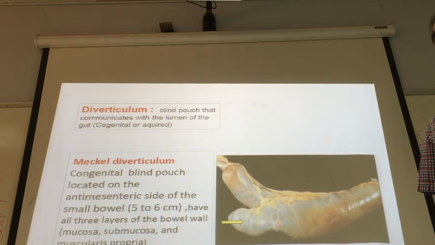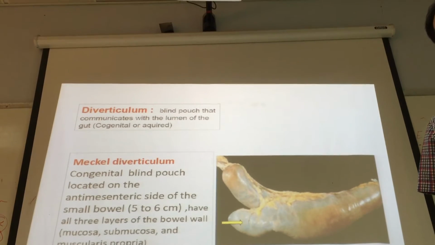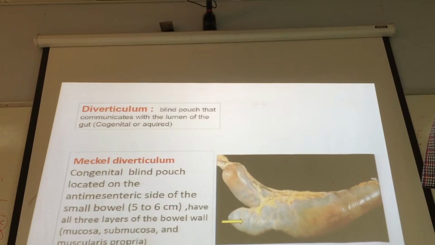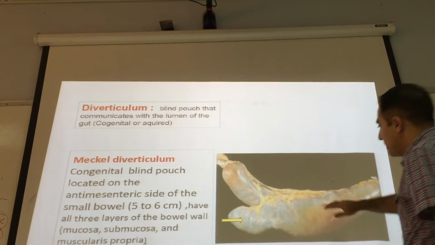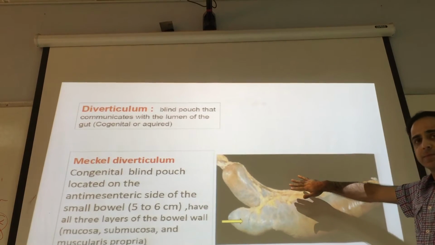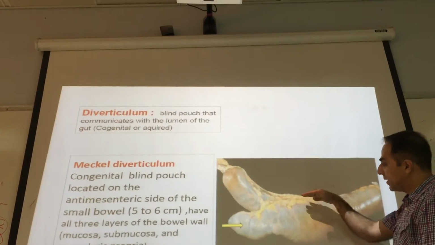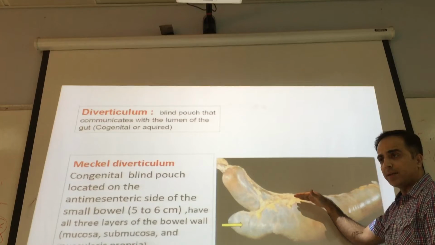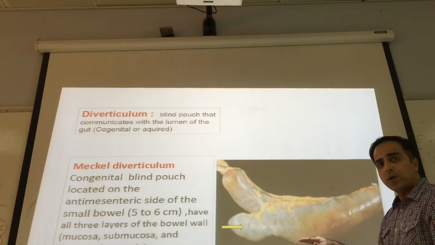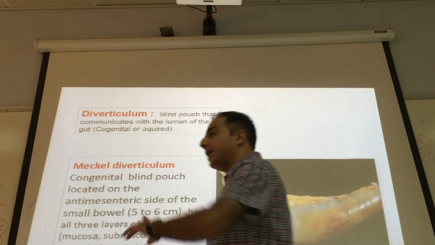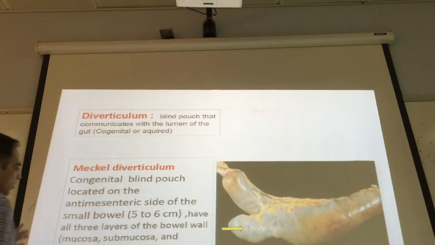No, not retroperitoneal. Retroperitoneal means behind the peritoneum. Here the front and sides are covered with peritoneum, and it has the mesentery only here, but this portion is free. So this is the mesenteric border, where the mesentery is attached. The other border is the anti-mesenteric border. These pouches will be found on the anti-mesenteric border, where the mesentery is not there.